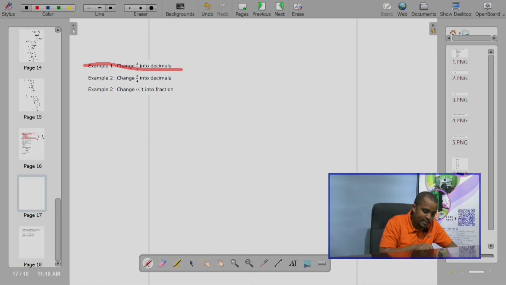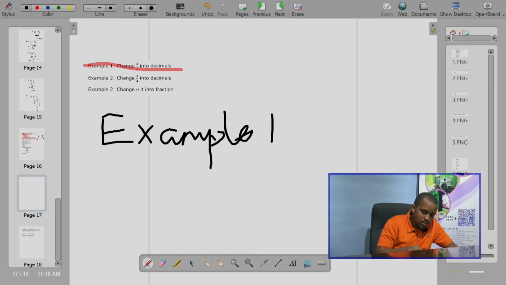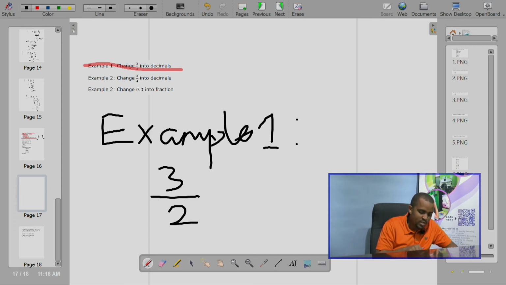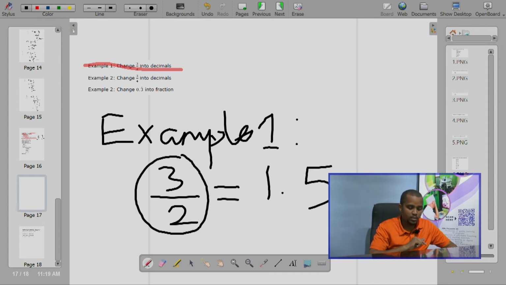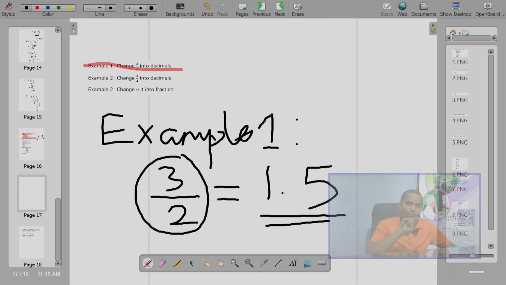So let's start with example 1, which requires us to convert the fraction 3 over 2 into a decimal. In order to convert this fraction into a decimal, just divide it. Simplify it by dividing 3 by 2. If you divide 3 by 2, we get 1.5. So this fraction as a decimal is equal to 1.5.